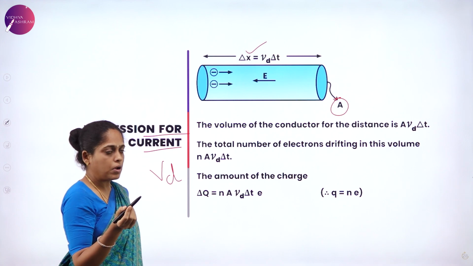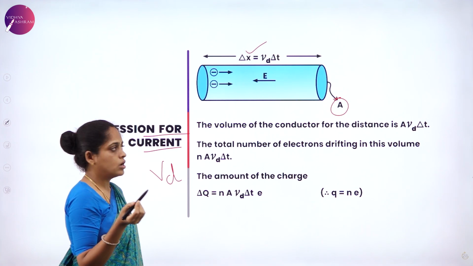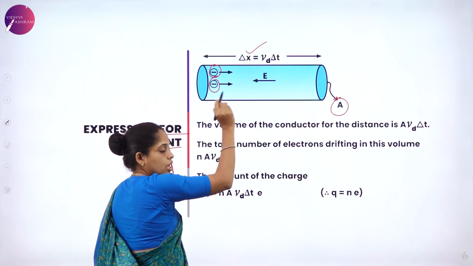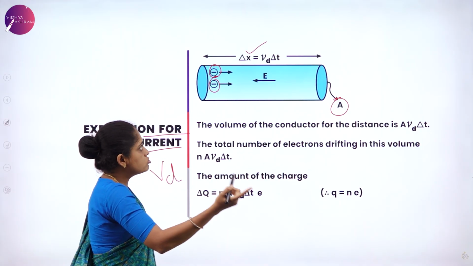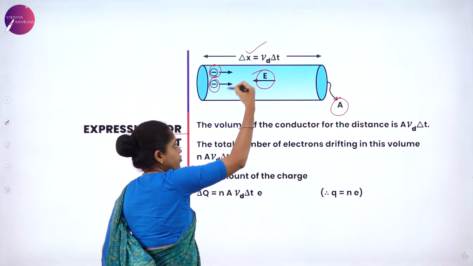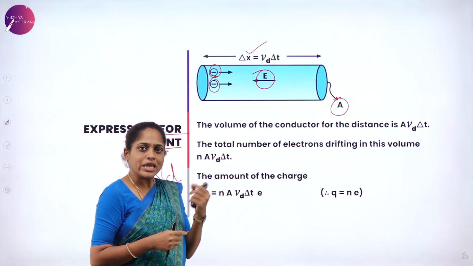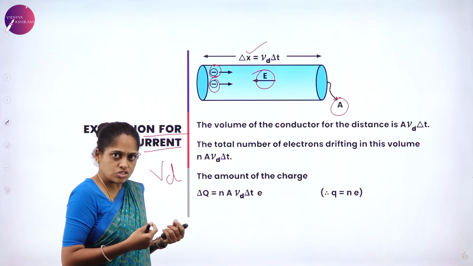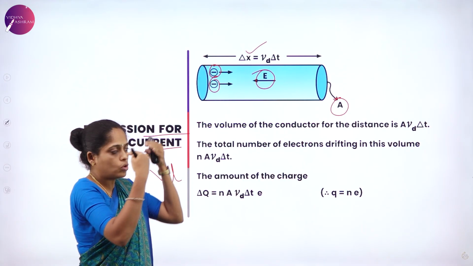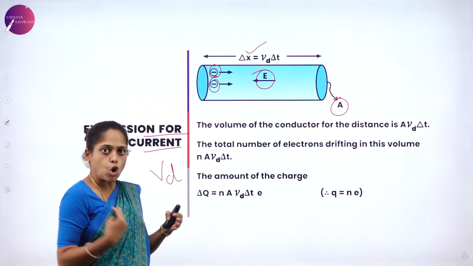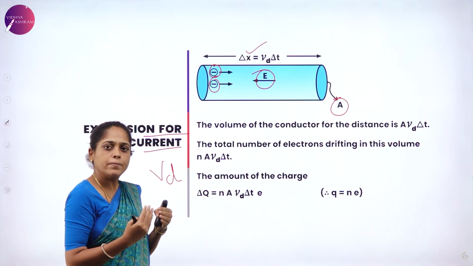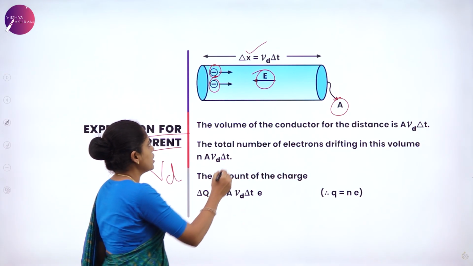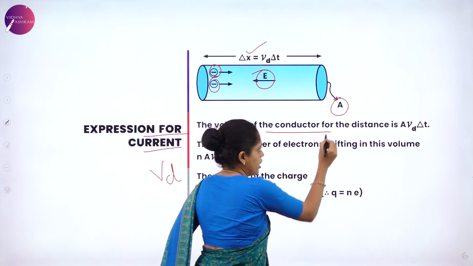Delta x is nothing but displacement, and these are the electrons which drift in the direction opposite to the electric field. First, I need to calculate the number of electrons which carry the charge from one side to another side. The total charge transported per unit time gives the current. So, first I need to calculate the volume of the conductor.